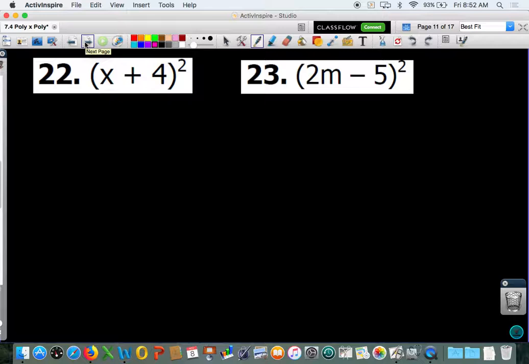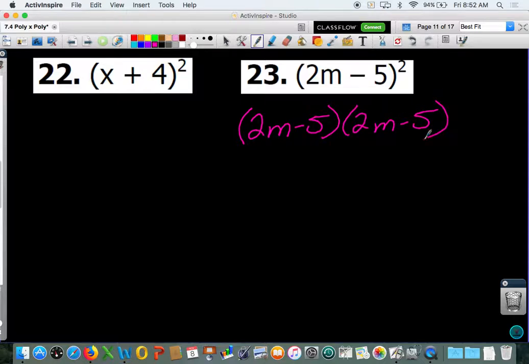All right, 22 and 23 actually. I don't have two binomials here, but can I make two binomials? Yes. I have a squared, so that means to write my binomial twice. 2m minus 5, 2m minus 5. From here, same steps we followed.